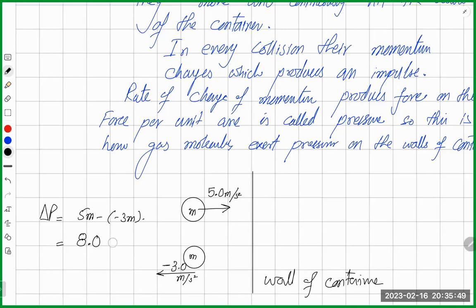Actually, 8m kg meter per second will be the change of momentum. So be very careful when direction is back with a velocity of minus 3 meter per second. Change in momentum will be 5 plus 3, 8m kg meter per second.